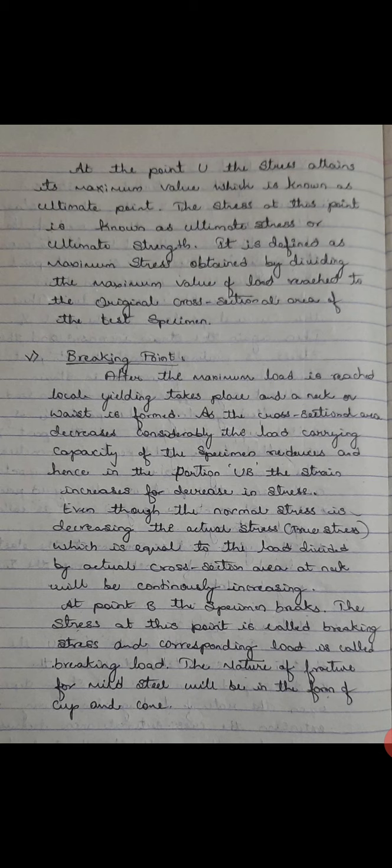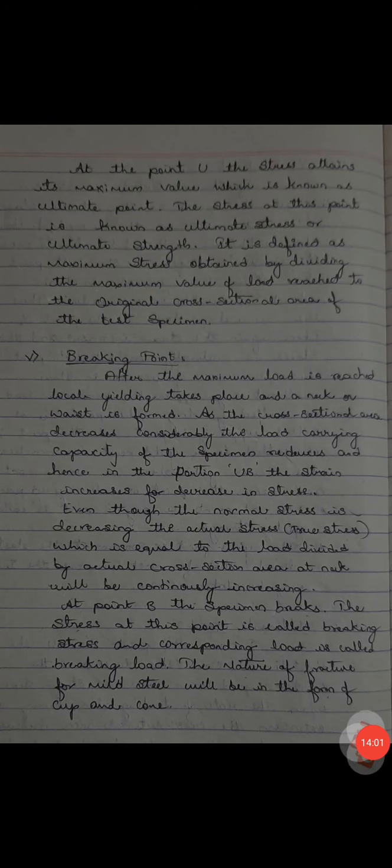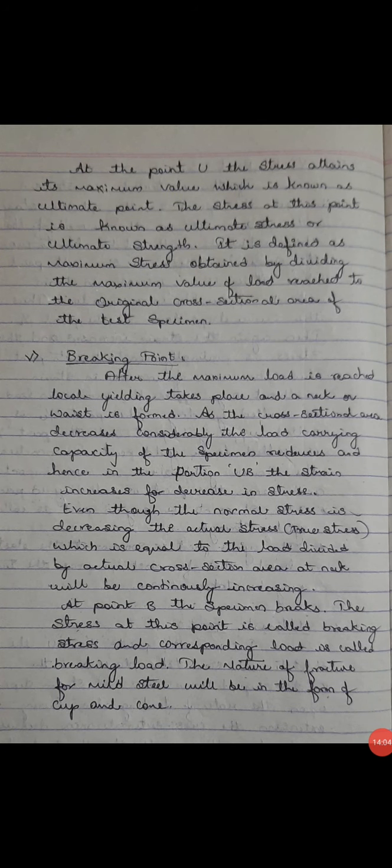Lastly, the breaking point, that is point B, the last point on the stress strain diagram. After the maximum load is reached, local yielding takes place and a neck or waist is formed. As the cross-sectional area decreases considerably, the load carrying capacity of the specimen decreases. Hence, in the portion UB, the strain increases for decreasing stress. Even though the normal stress is decreasing, the actual stress, which is equal to the load divided by the actual cross-sectional area at the neck, will be continuously increasing.